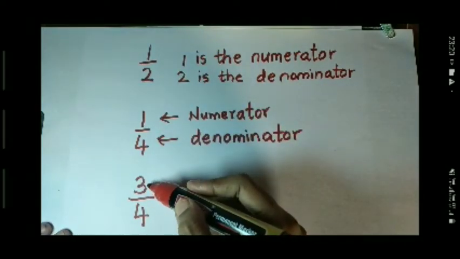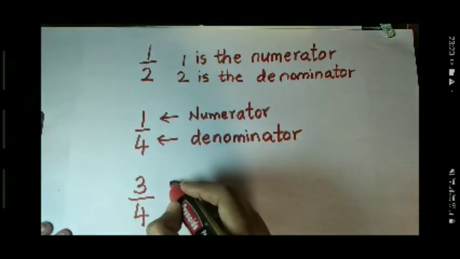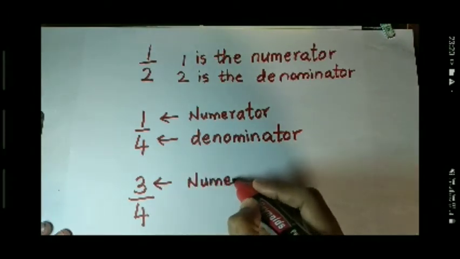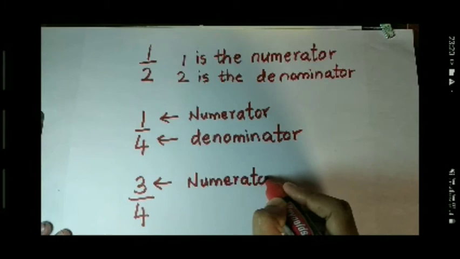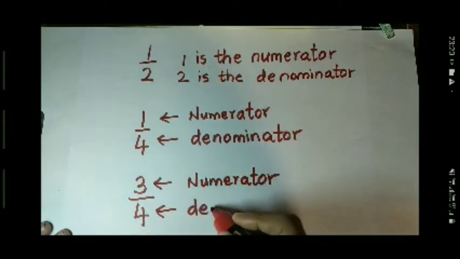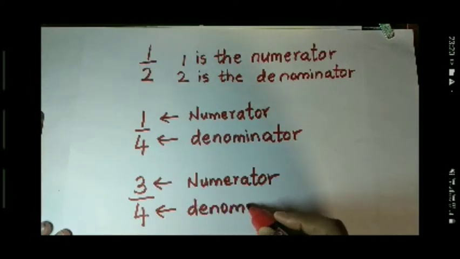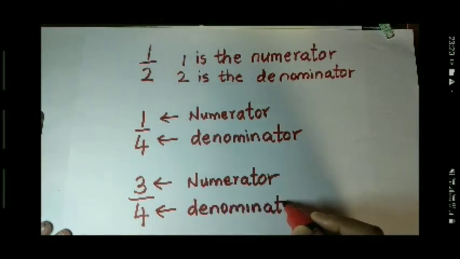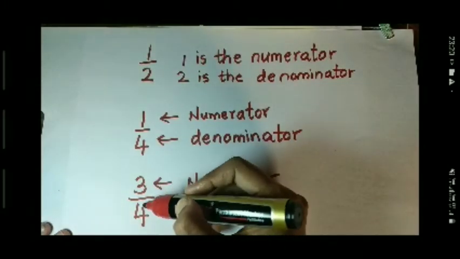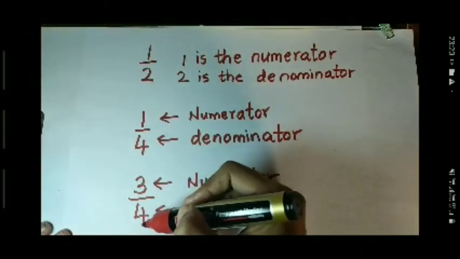Now the next fraction, 3 upon 4. The number above the line is the numerator. The number below the line is the denominator. 3 upon 4 is read as 3/4 or 3 upon 4. So 3/4 or 3 upon 4.